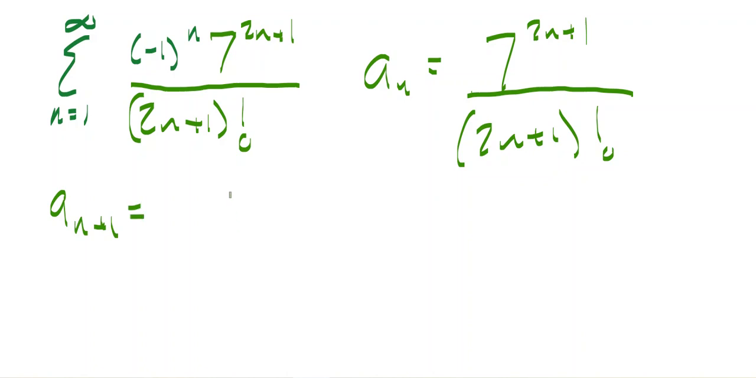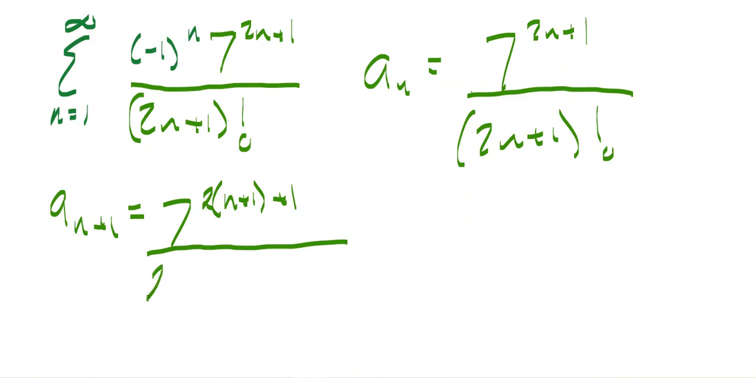Now a sub n plus 1 simply means every place we see an n, we are going to add 1 to it. Now be careful. In this numerator, we have 2n plus 1, but the n is being multiplied by 2. So it's going to be 2 times n plus 1 plus 1. And then in the denominator, it's pretty much the same thing: 2 times n plus 1 plus 1 factorial.